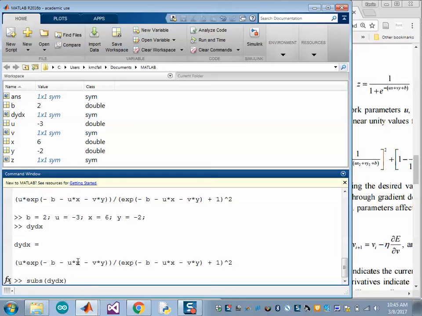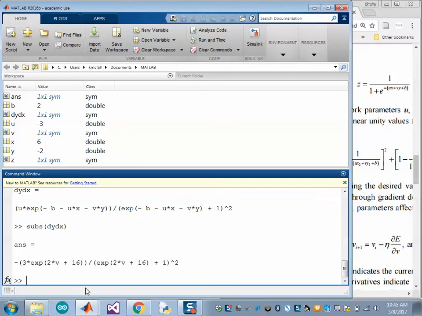That happens to be -3, etc. And it's going to take those values and plug them in. Look, I never said what v is. So it replaced all of the things except for v, because v is still a symbolic. Okay? So I think I meant to give v a value.